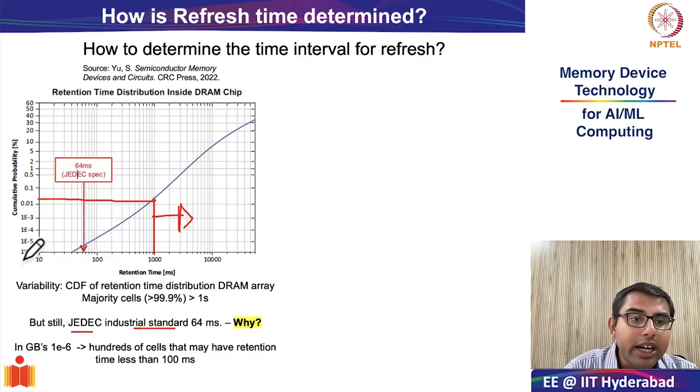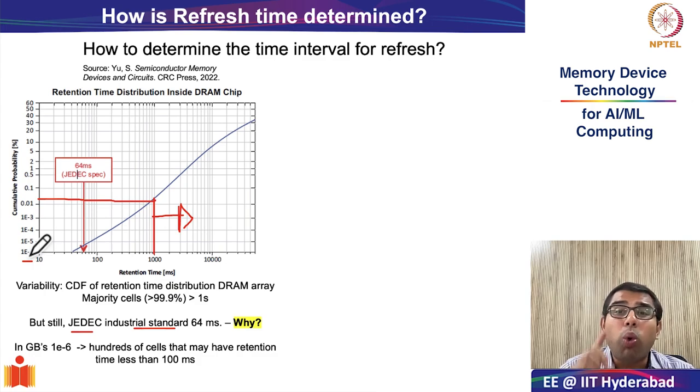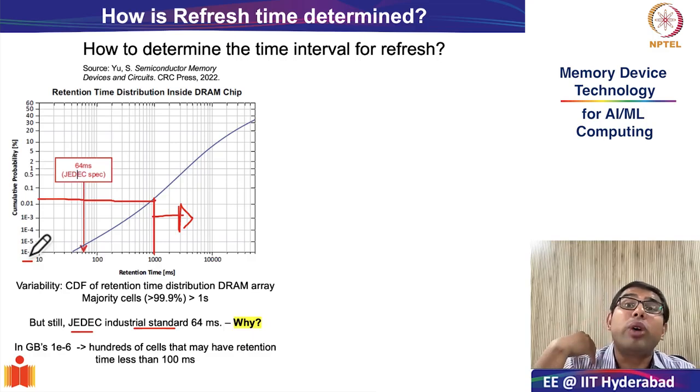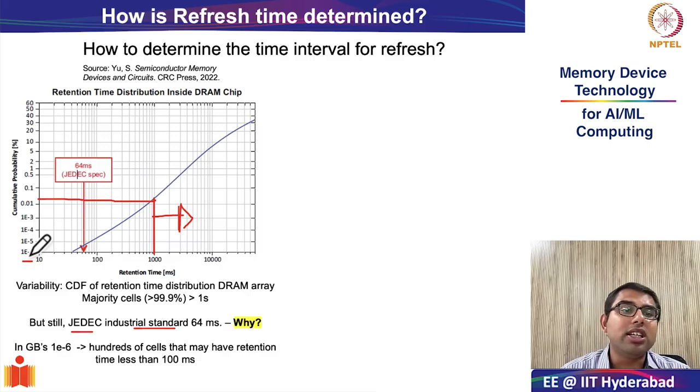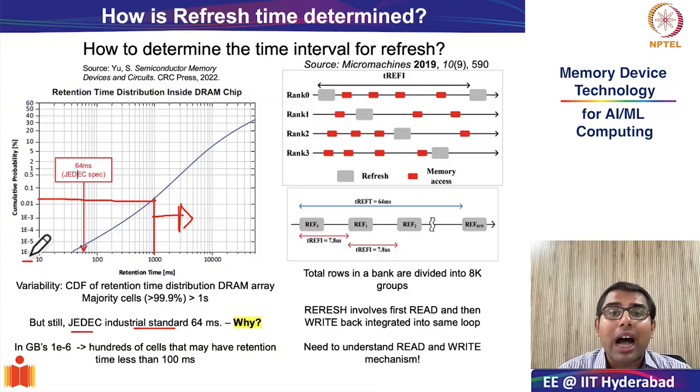So it is decided that the benchmark that you will keep is 1e minus 6 or 1 part in 10 to the power of 8. So you set the DRAM standard of retention such that at a time only 1 out of 10 to the power of 8 cells is something that you cannot meet the specification for. And that is why you keep 64 milliseconds as the standard, as shown in this cumulative probability percentage versus retention graph. Okay, so how does the refresh happen?